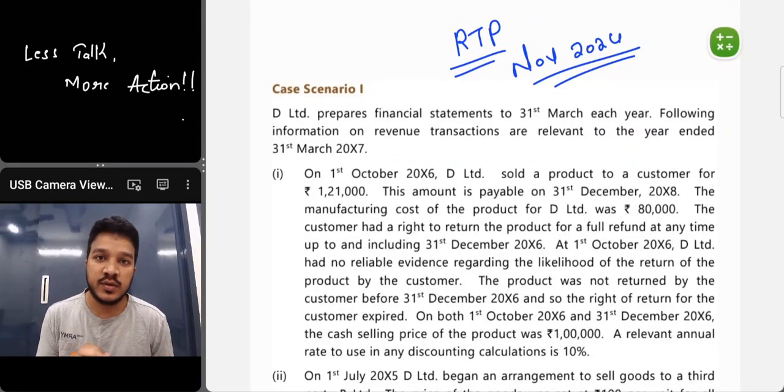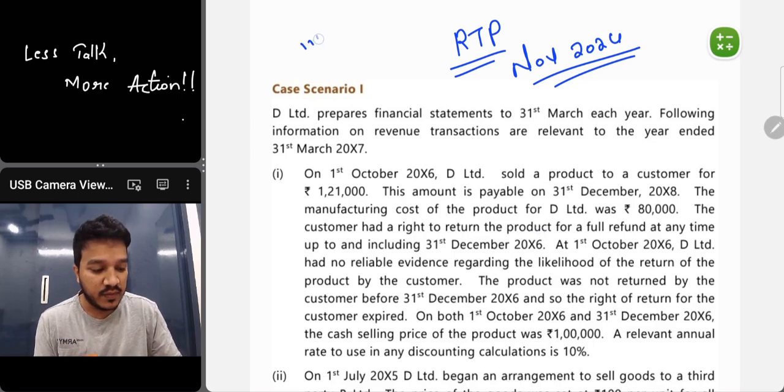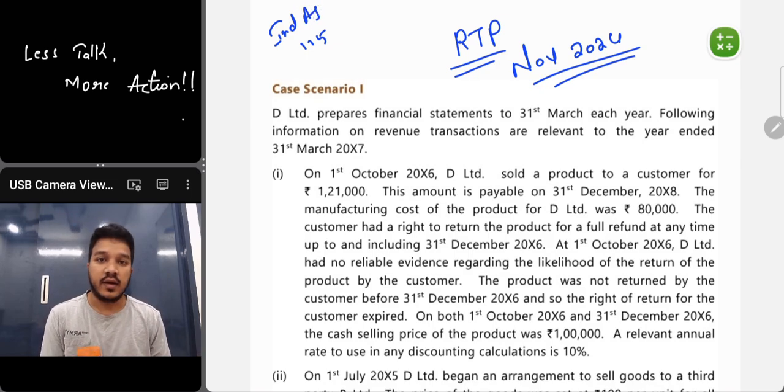So in this video, we are going to discuss November 2024 का RTP first case scenario. बहुत अच्छा case scenario है and this case scenario belongs to India's 115. ठीक है. So India's 115 is very important from MCQ point of view and also from 70 marks point of view subjective. So let's get started.